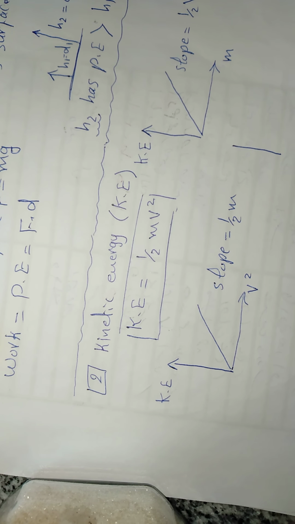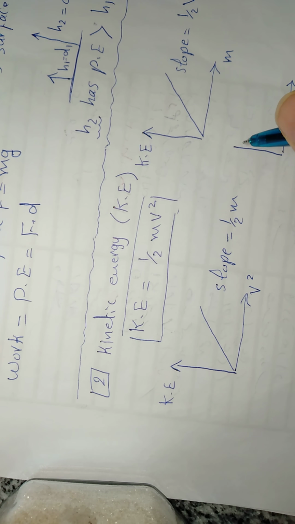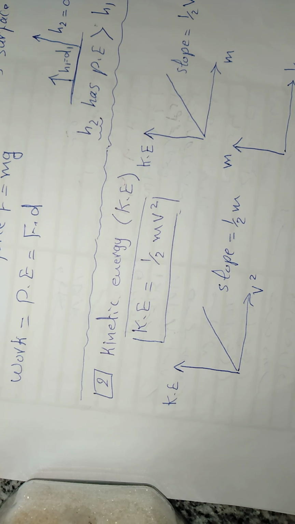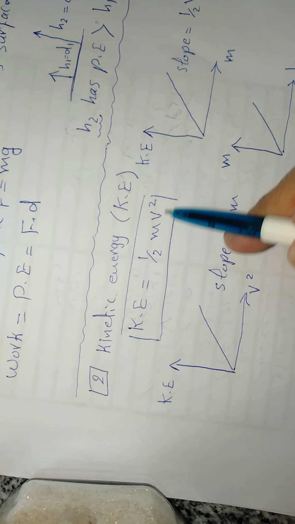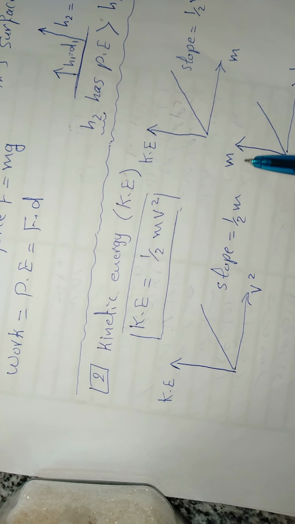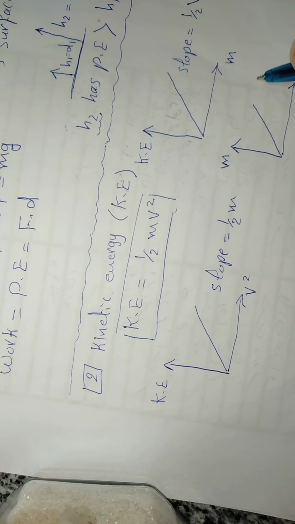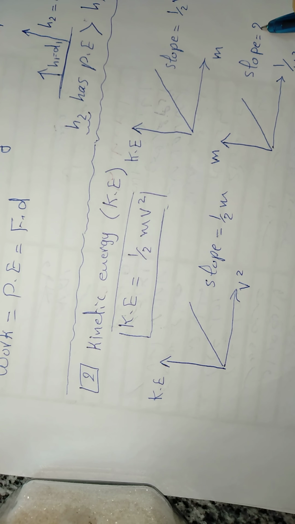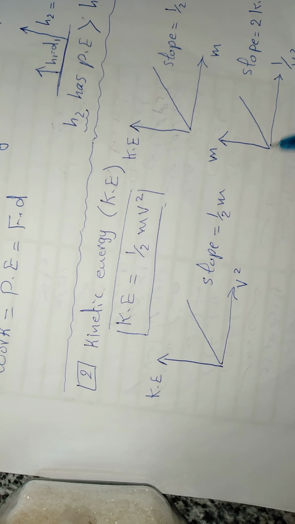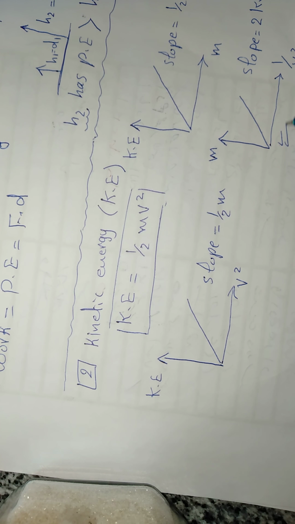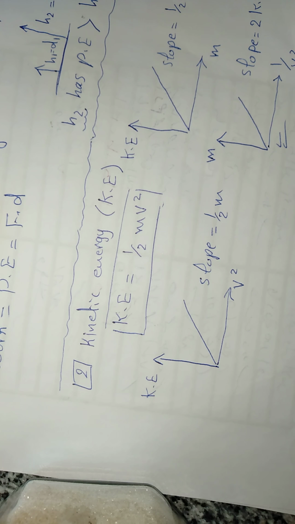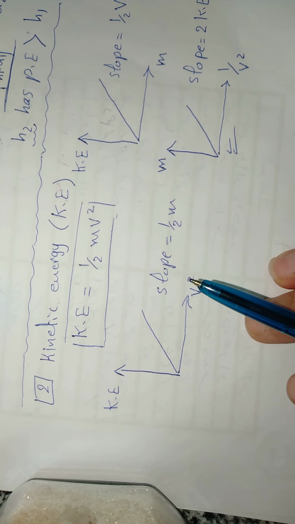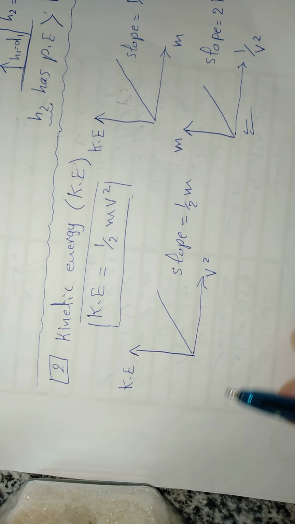The third and last graph represents the relation between the mass and 1 over v squared, since mass and velocity are inversely proportional. Its slope will equal twice the kinetic energy. This graph is very important because many questions can be asked on it. So the relation between mass and 1 over the square of the velocity has a slope of twice the kinetic energy.